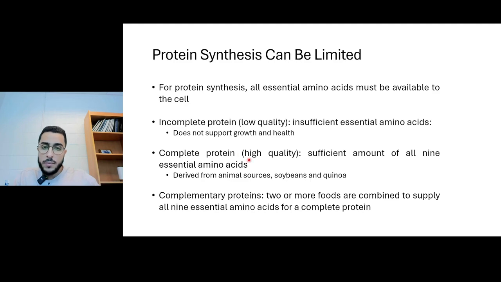Imagine you have a heme that you're trying to make, but you're missing one of the essential amino acids. Well, maybe it's the amino acid that's going to bind to the iron, right? And because you don't have it, then your hemoglobin is kind of incomplete and useless. And your body will just break it down. It's useless.